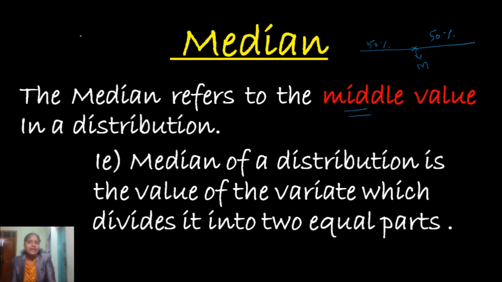That's why median is also known as positional average. Because the value of median always depends upon the position of an observation, not on its magnitude. Based on the position, median gives us the value. So, median of a distribution is the value of a variate which divides it into two equal parts.